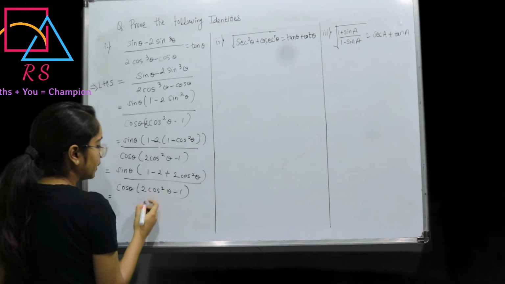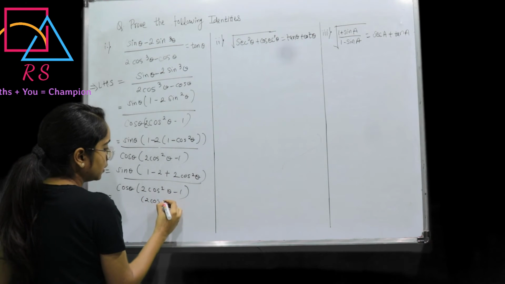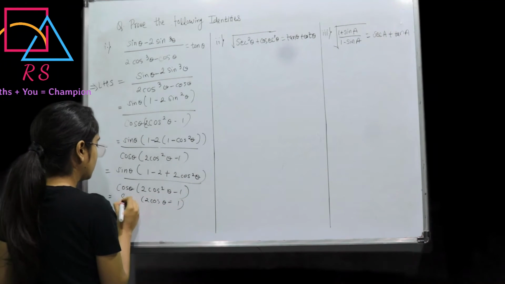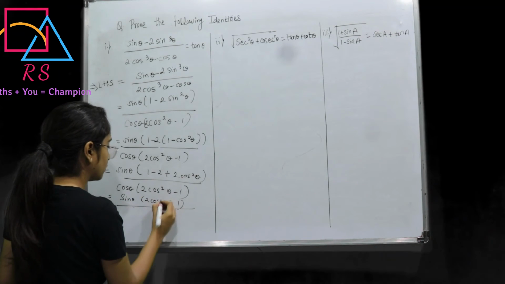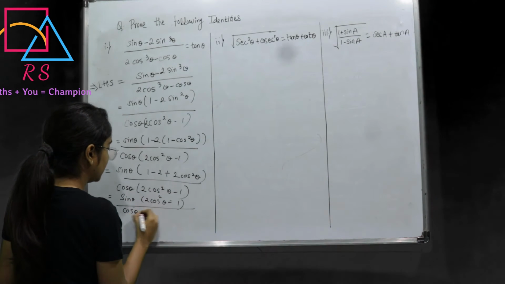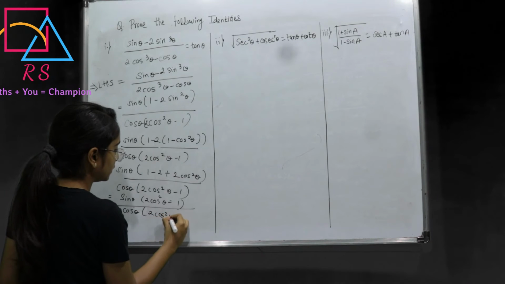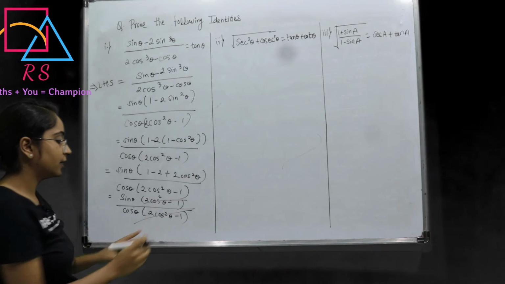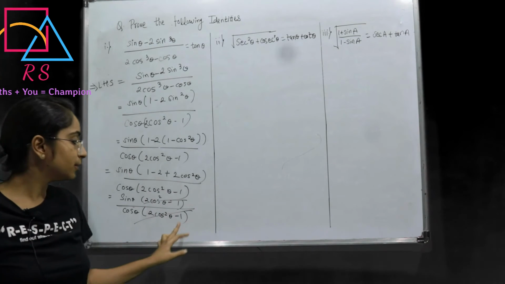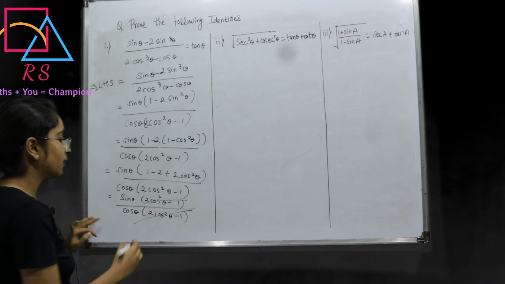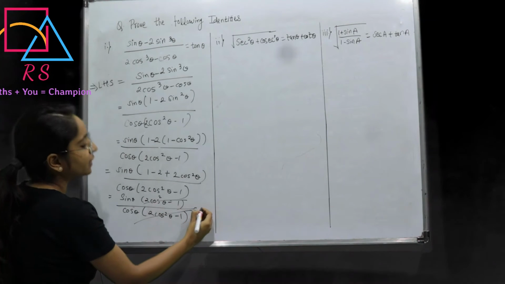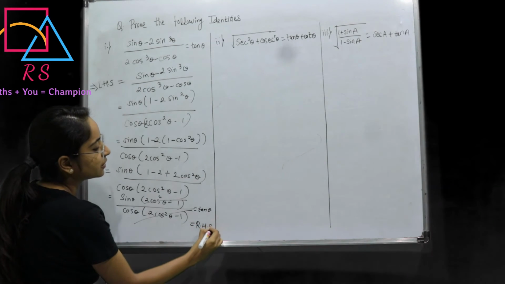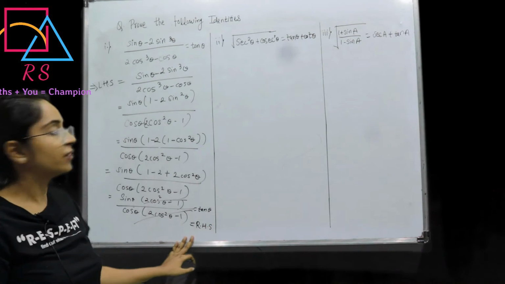Here 1 minus 2 is minus 1, so 2 cos square theta minus 1 will remain in numerator, sin theta into 2 cos square theta minus 1, and denominator will have cos theta into 2 cos square theta minus 1. Here 2 cos square theta minus 1 is common in both numerator and denominator, so it will get cancelled. Remaining value is sin theta upon cos theta, which is nothing but tan theta. Thus we get RHS. So we have proved the first identity.